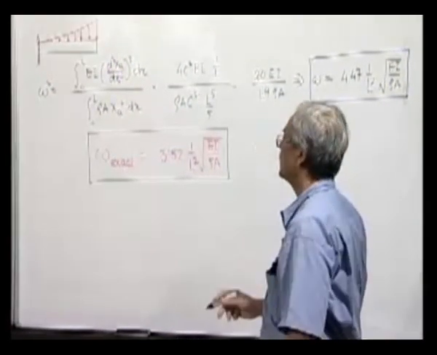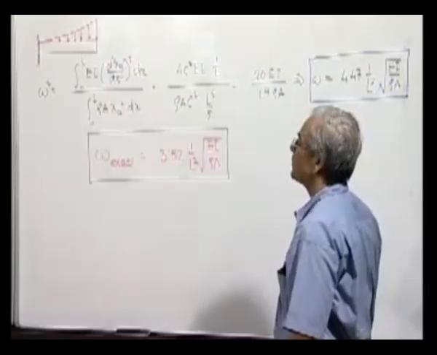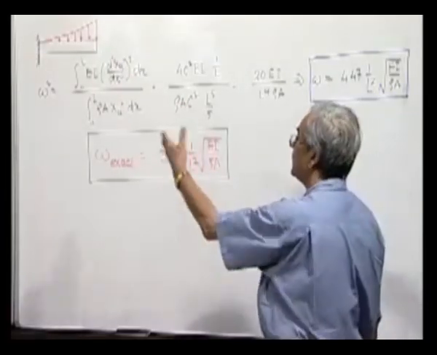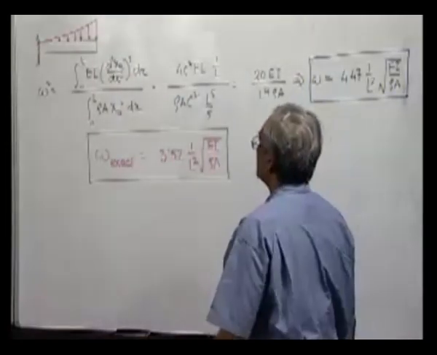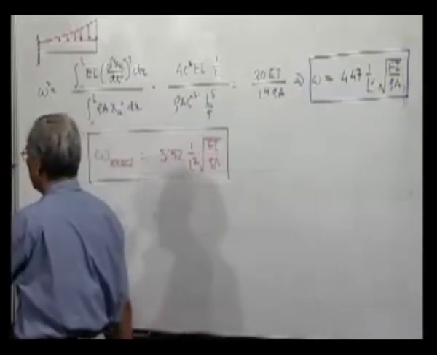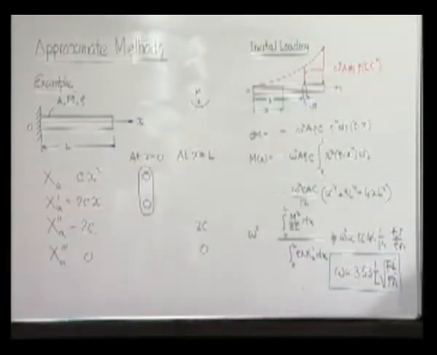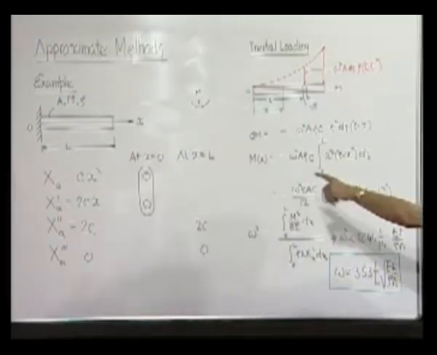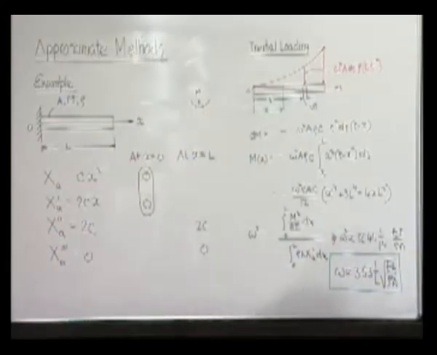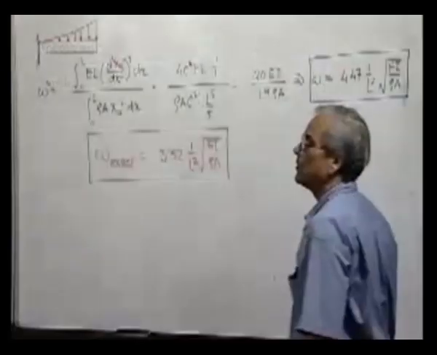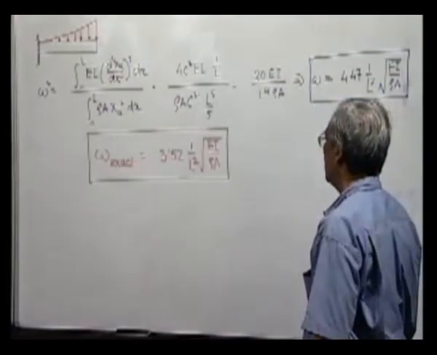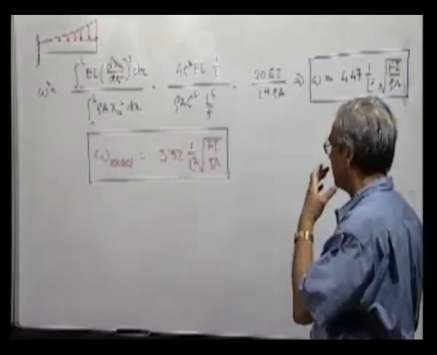So therefore, the accuracy can be substantially improved in the Rayleigh's method if we use the moment expression directly, which is determined by finding out the inertial loading based on the assumed mode shape x, and that results in substantial improvement of the value of the result.